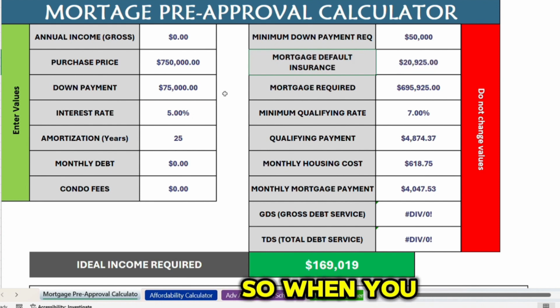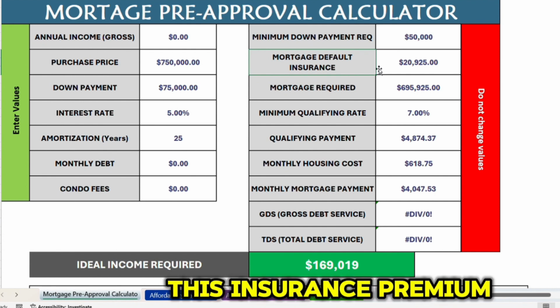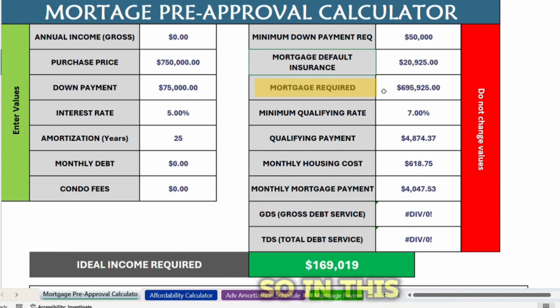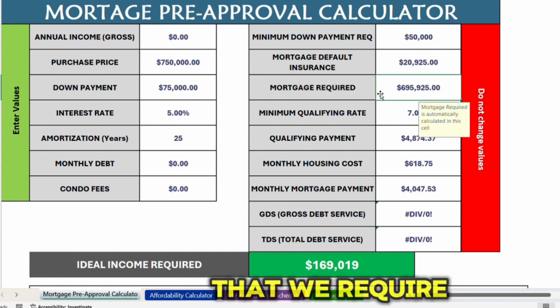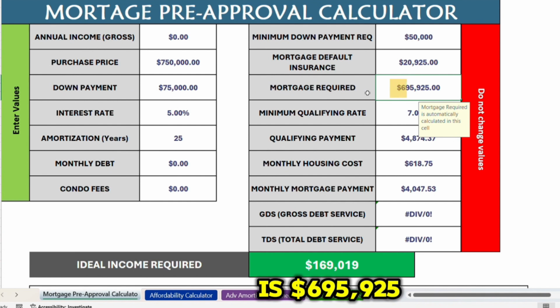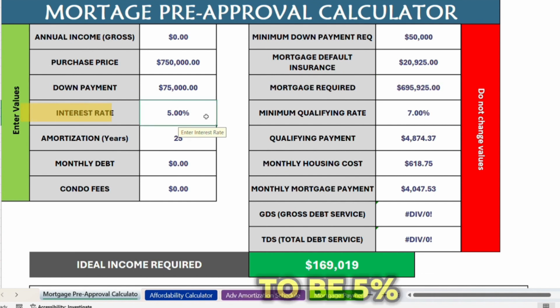So when you are putting less than 20% down, you have to incur the cost of mortgage default insurance. This insurance premium gets added to your mortgage required. So in this case, the total mortgage that we require is $695,925. Interest rate, I'm assuming it to be 5%.